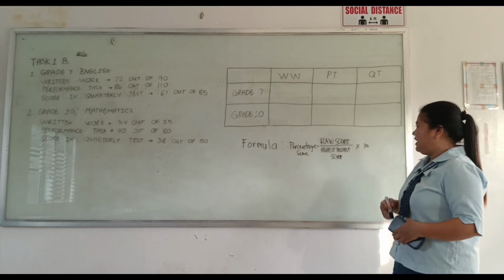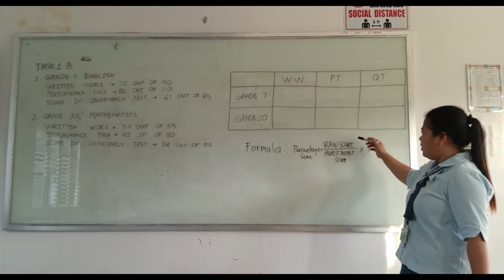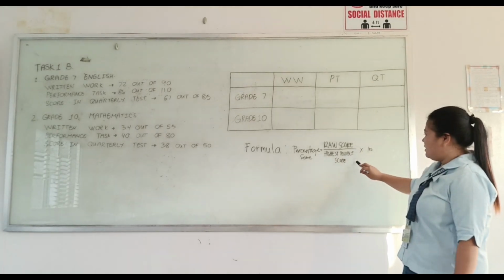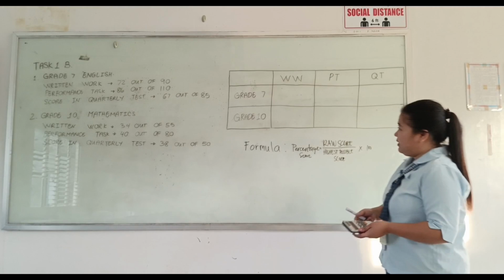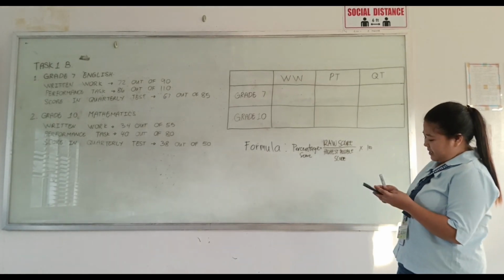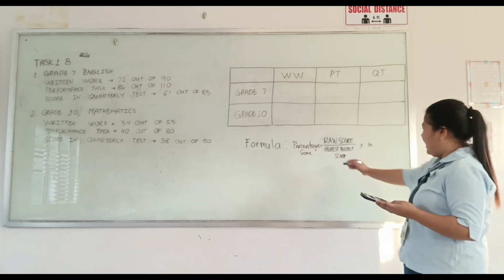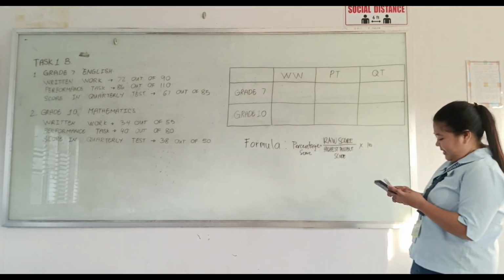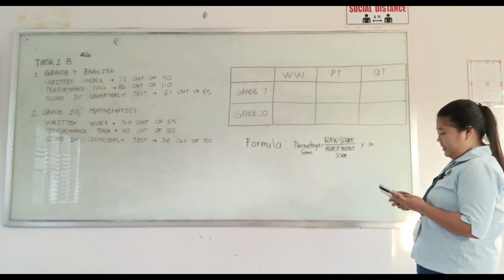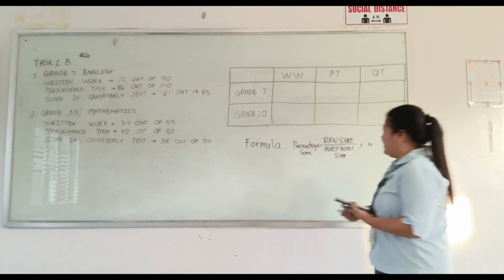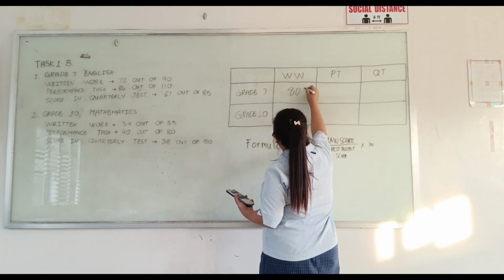To calculate the percentage score, we're going to use this formula: raw score divided by the highest possible score times 100. So in written work, the grade 7 student in English got 72. So 72 divided by the highest possible score, which is 90, times 100 is equal to 80%. So the grade 7 English written work is 80%.